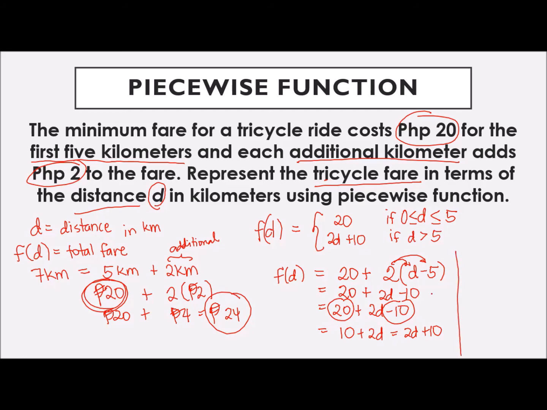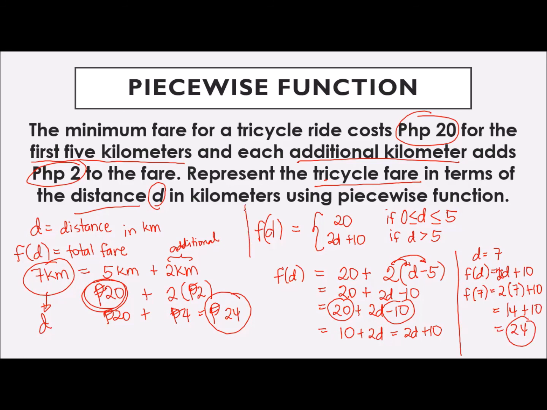5 kilometers. So try natin to, yung 7 kilometers kanina. So this is our d. So d is 7 kilometers. So f of d is equal to 2d plus 10. So ang d natin dito ay 7. Tama ba? Yun yung kilometro eh. So 2 times 7 plus 10. So 2 times 7, the answer there is 14 plus 10. So the answer here is 24. So madali nang makompute. Okay?